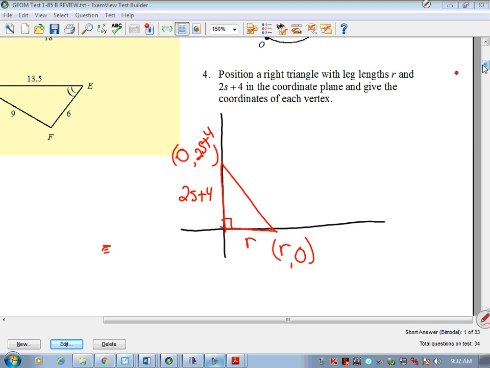It says find the coordinates of each vertex, and that means I've got one other vertex, which is 0, 0, right? We could have done this the other way. We could have said this is 2s plus 4, 0, and this is 0, r. That's another way to look at it. We could have put it down here, over here. We could have put it in a number of different quadrants.